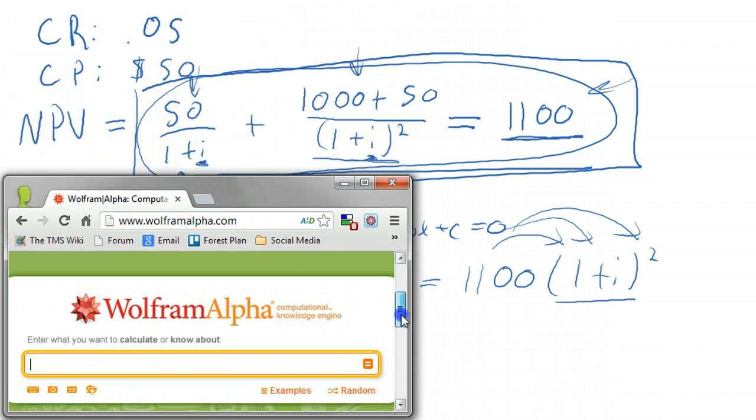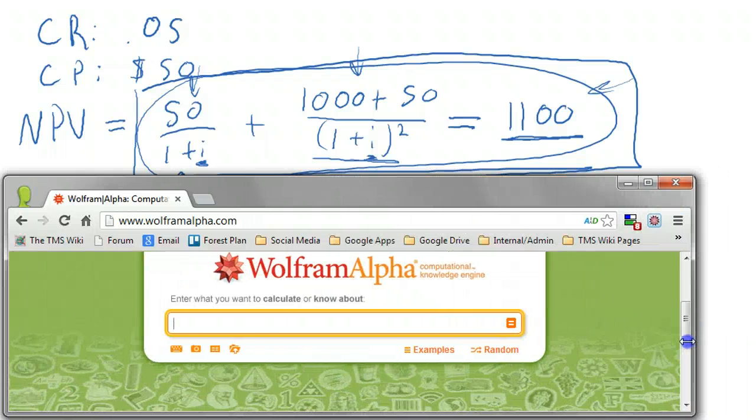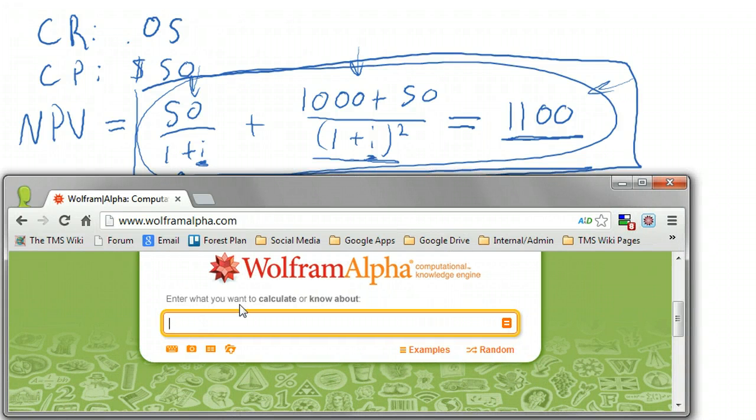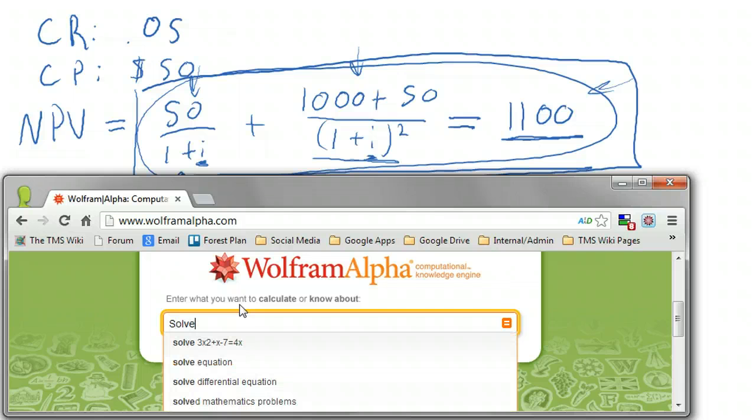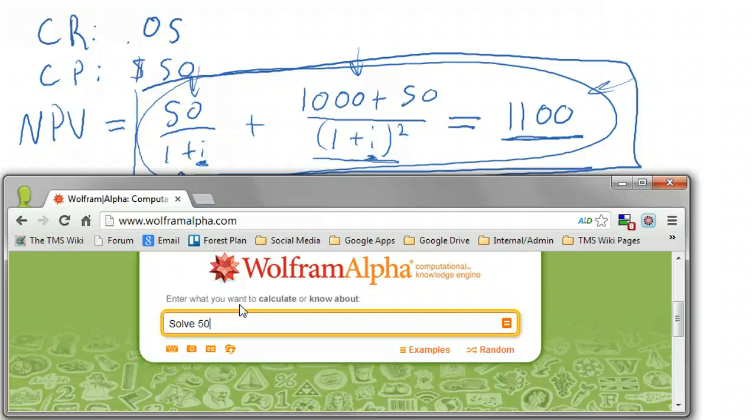But to some degree, this is how a lot of computation will be done in the future in your generation. So you just say, hey, I want to solve this. I want to solve 50 divided by 1 plus i plus 1050 divided by 1 plus i squared. The little caret thing says that this should be an exponent, a superscript. Obviously, I can't write that in the textbook, so we use the caret to indicate that that's squared. Equals 1100 for i. So you just say, hey, solve this for i.